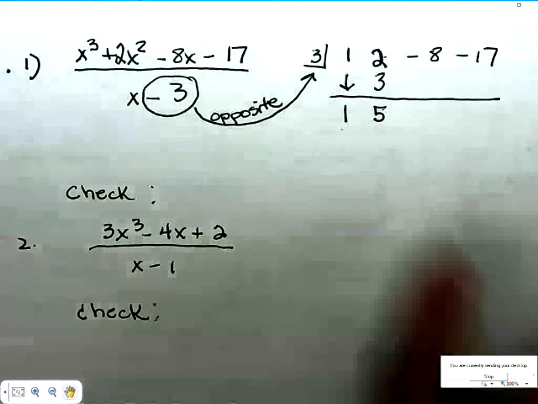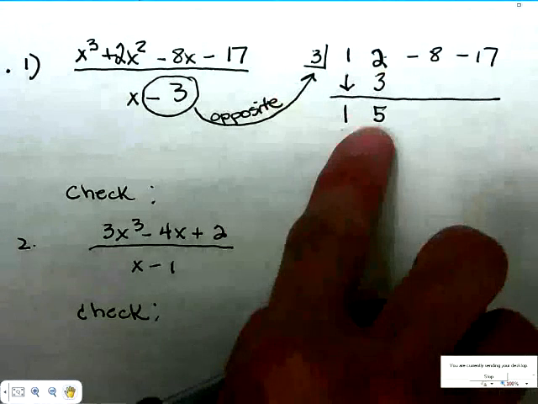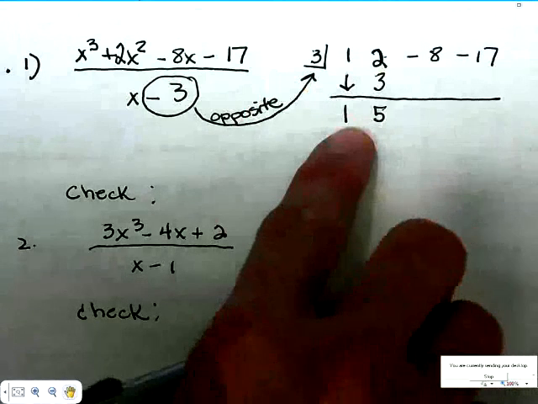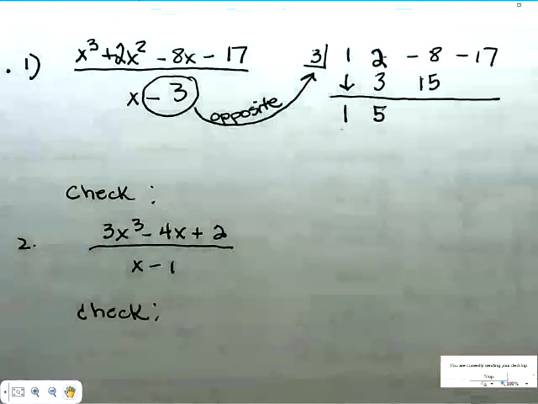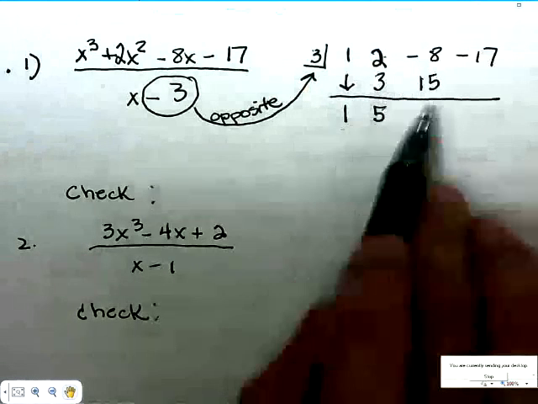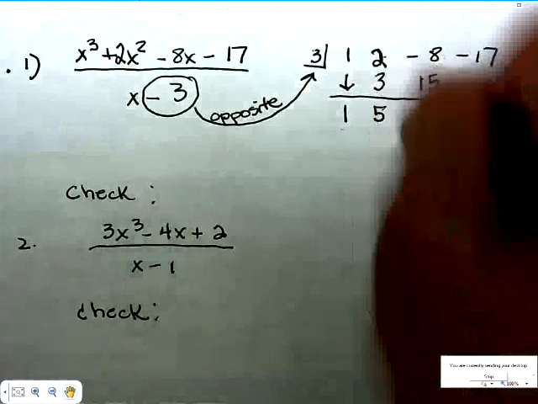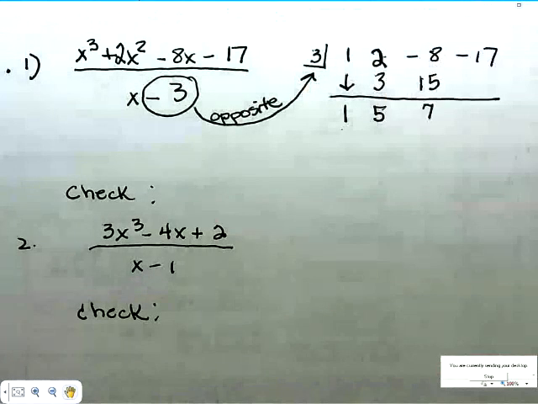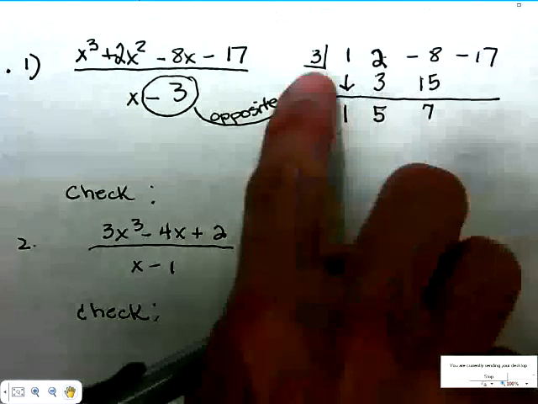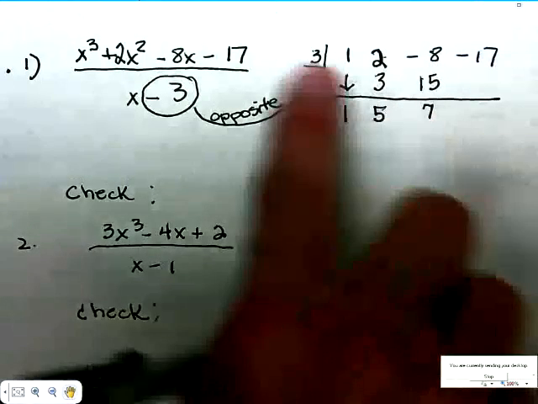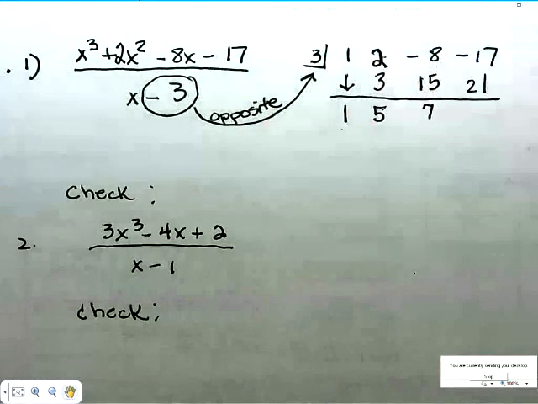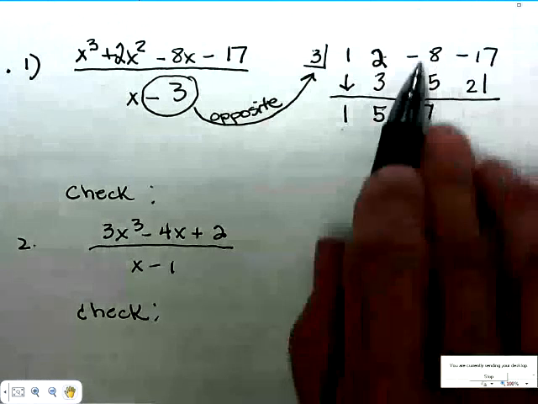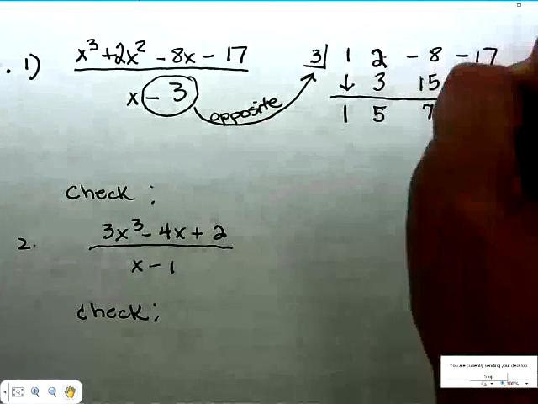Then multiply what's in the box times what's on the bottom row. 3 times 5 is 15. Put that under your next coefficient and then add. -8 plus 15 is 7. Then multiply what's in the box times what's on the bottom row. 3 times 7 is 21. Put that under the next coefficient and add. -17 plus 21 is 4.